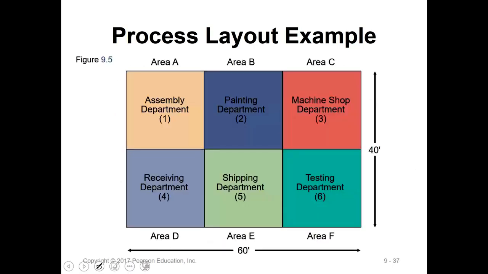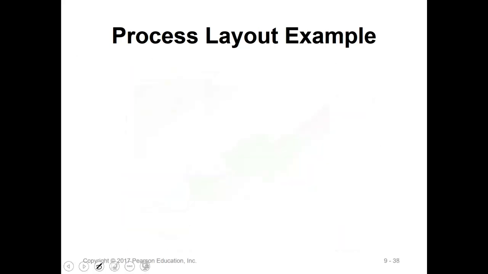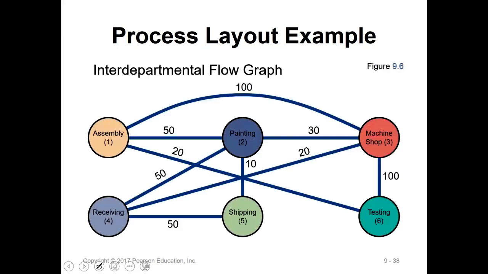So after the matrix, you determine the space requirement. If this is the space requirement, you systematically put them according to sequence. Say, how about we put 1, 2, 3, 4, 5, 6 over here. And after you put them over here, the next one is the schematic of the interdepartmental flow diagram.